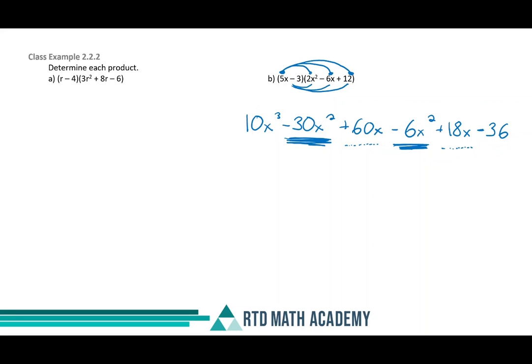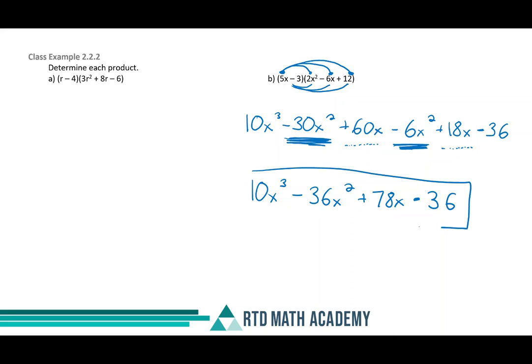And similarly, that happens with 10x cubed. There are no other x cubes, so you cannot collect those like terms, but I can combine negative 30 and negative 6 to be negative 36. And the like term was an x squared. I get 60 and 18, both positive, so I'm going to get positive 78x. And at the end here, my constant minus 36.